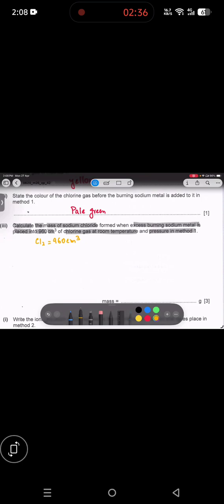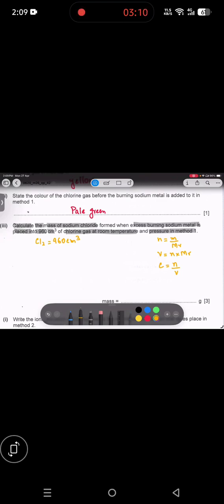Okay, some of the formulas which you have to memorize. One formula is n is equal to small m over Mr. This formula is to calculate the moles. The second formula is for the volume of gas: V is equal to n multiplied by Mr, where Mr is the molecular mass. Then the next formula is concentration is equal to moles divided by volume. So these three formulas you have to memorize.